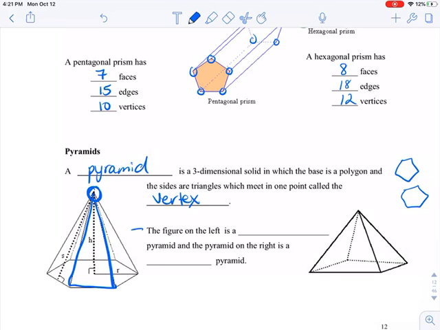The figure on the left, we need to look at the base. So there's 1, 2, 3, 4, 5, 6 sides. If we think back, what's a six-sided shape? That's a hexagon. So this is a hexagonal pyramid. The pyramid on the right, 1, 2, 3, 4. Well, a four-sided shape, that's just a square pyramid.